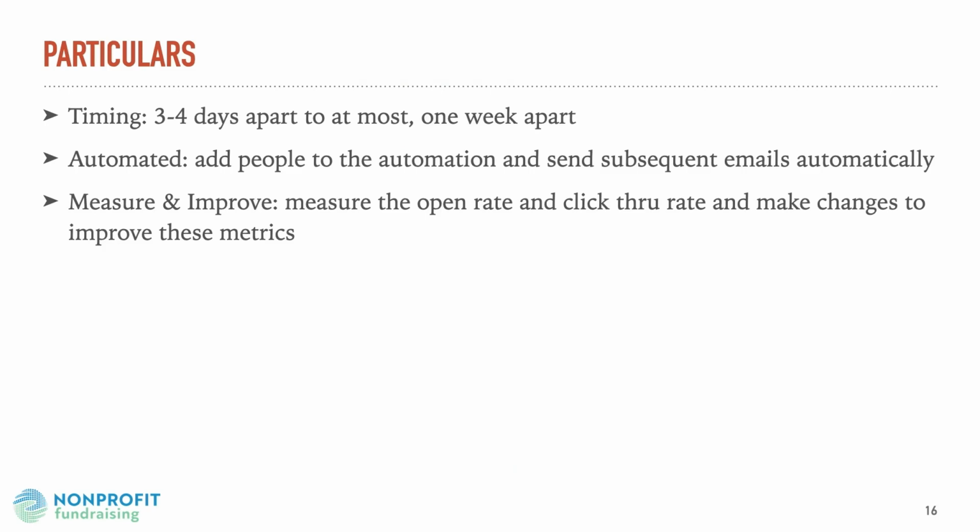Now, generally speaking, I like to have welcome series 3 to 4 days apart at most, most a week apart. Most organizations are sending fewer emails than people could really absorb. And so we want these emails to get through the donor in less than that first month that they're on file. You want to be able to have automation in place. You don't want to be manually pulling people from lists and uploading them and manually sending out emails. You want some sort of automation, and all major email systems now provide some level of automation. And then we want to be able to measure and improve our welcome series.